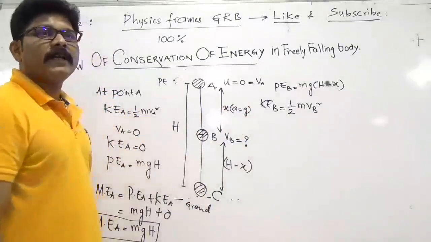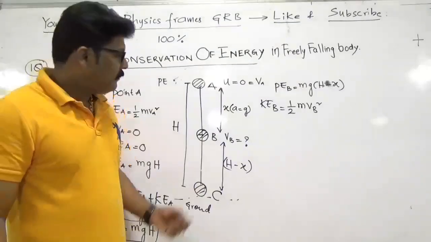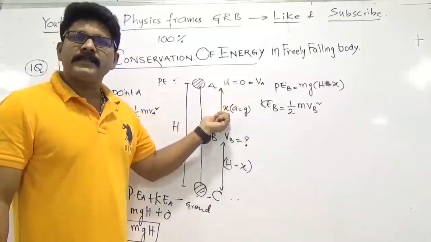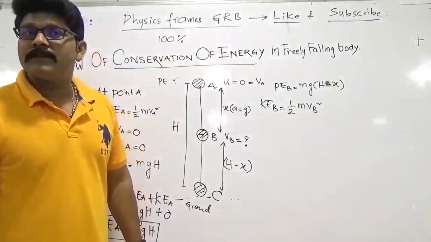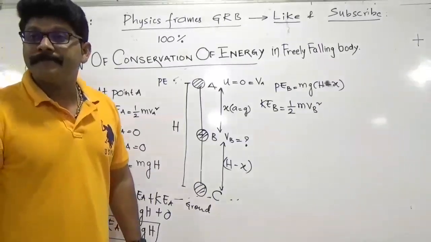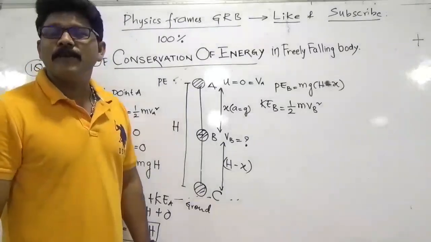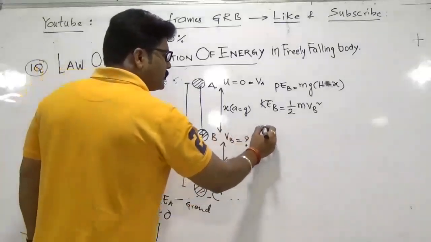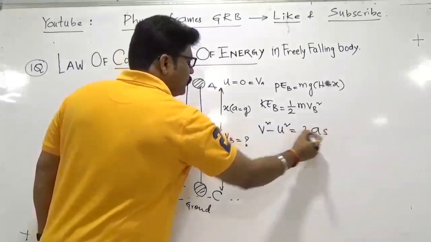What is the kinematic equation? V we have to calculate. U we know. And x, the distance travelled, we know. Acceleration we know. What is the relation? What is the kinematic equation? V square minus U square is equal to 2AS.